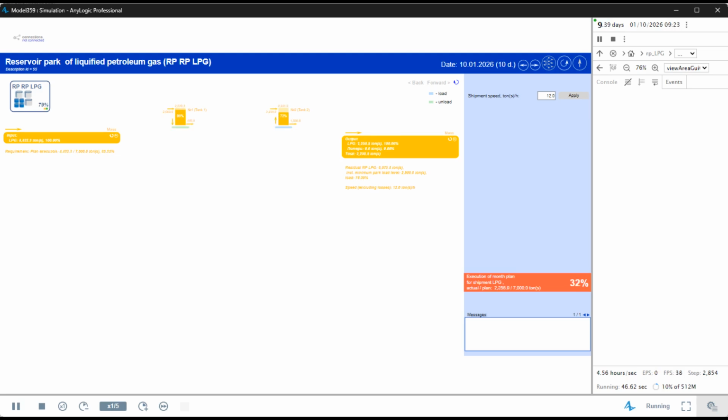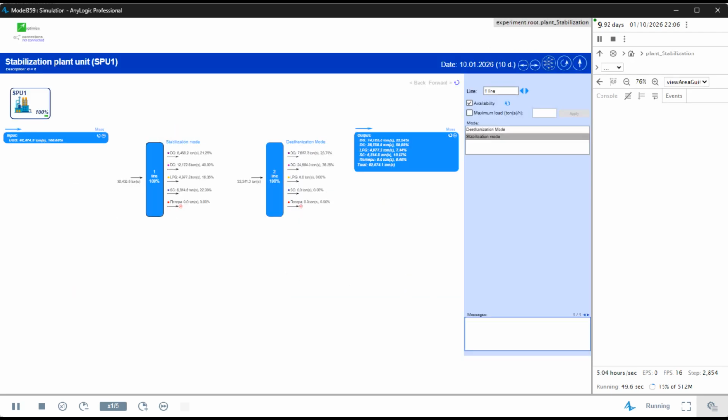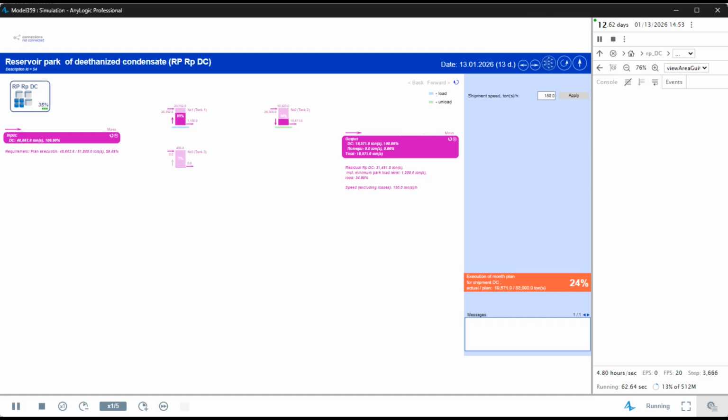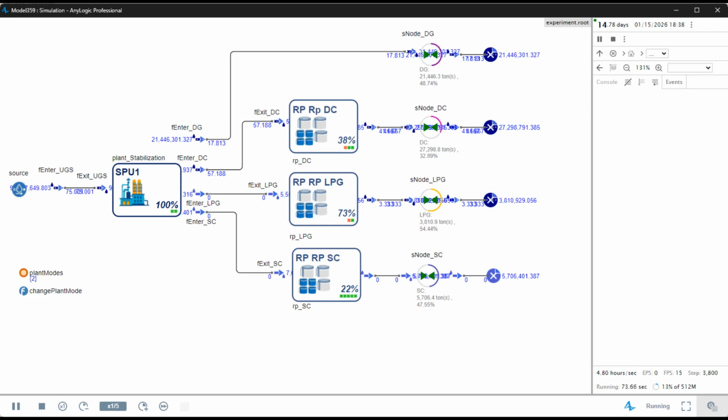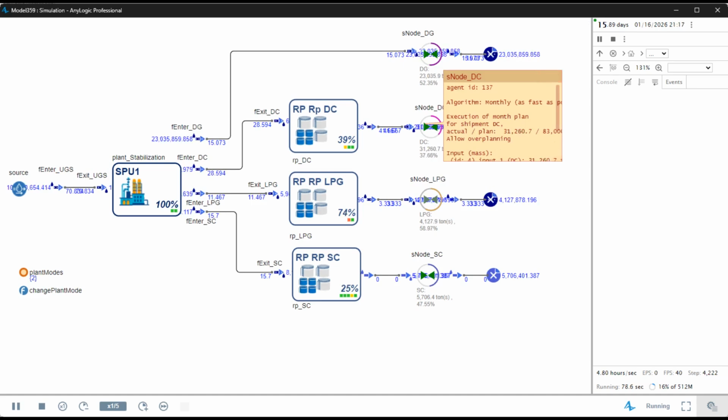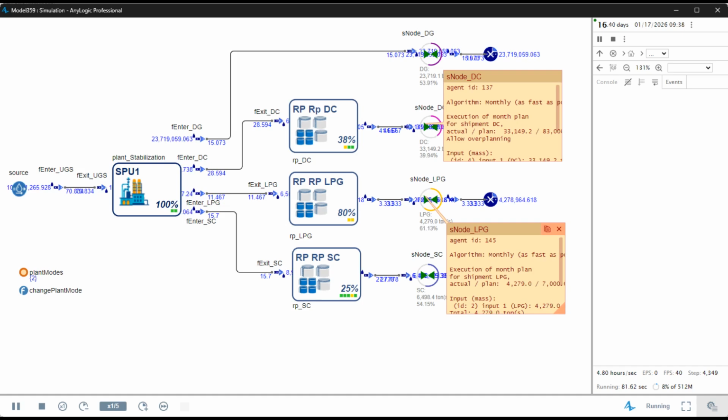If we accelerate the simulation, we can see that as storage capacity becomes available again, one of the process lines returns to stabilization mode, while the other continues operating in deethanization mode. In addition to the NGL Reservoir Park, the model includes several other parks. However, due to their large capacities, they do not significantly affect the operation of the process unit. As time progresses, production targets for all product streams are successfully achieved. At the same time, the product dispatch nodes gradually approach 100% completion of the scheduled shipment targets.